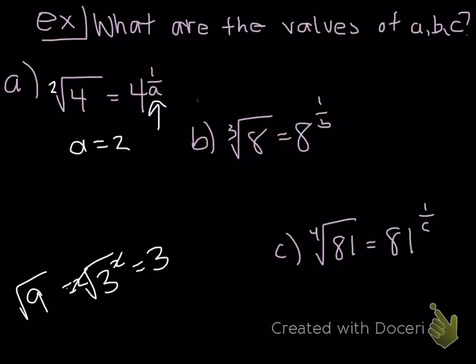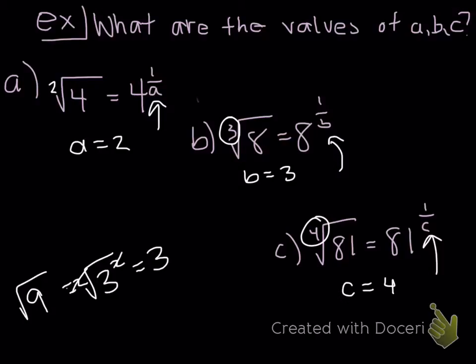So for letter B, again, our root number is 3. So the base of the denominator of the fraction is 3. And for the last one, it's the 4th root of 81. So our value of C is 4.